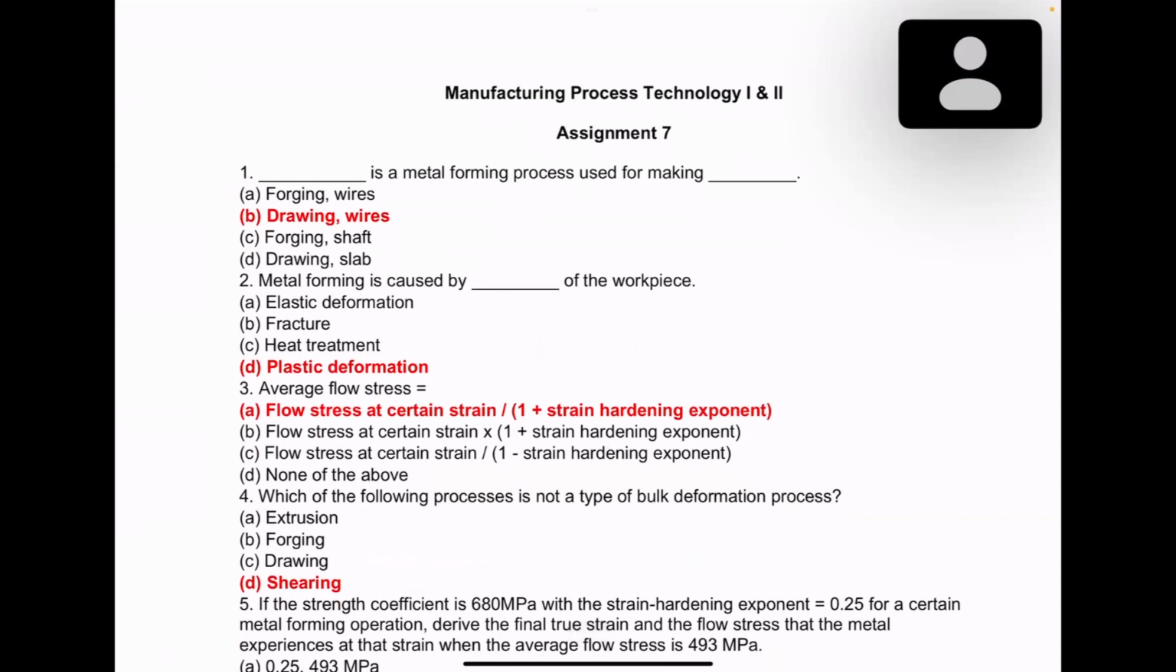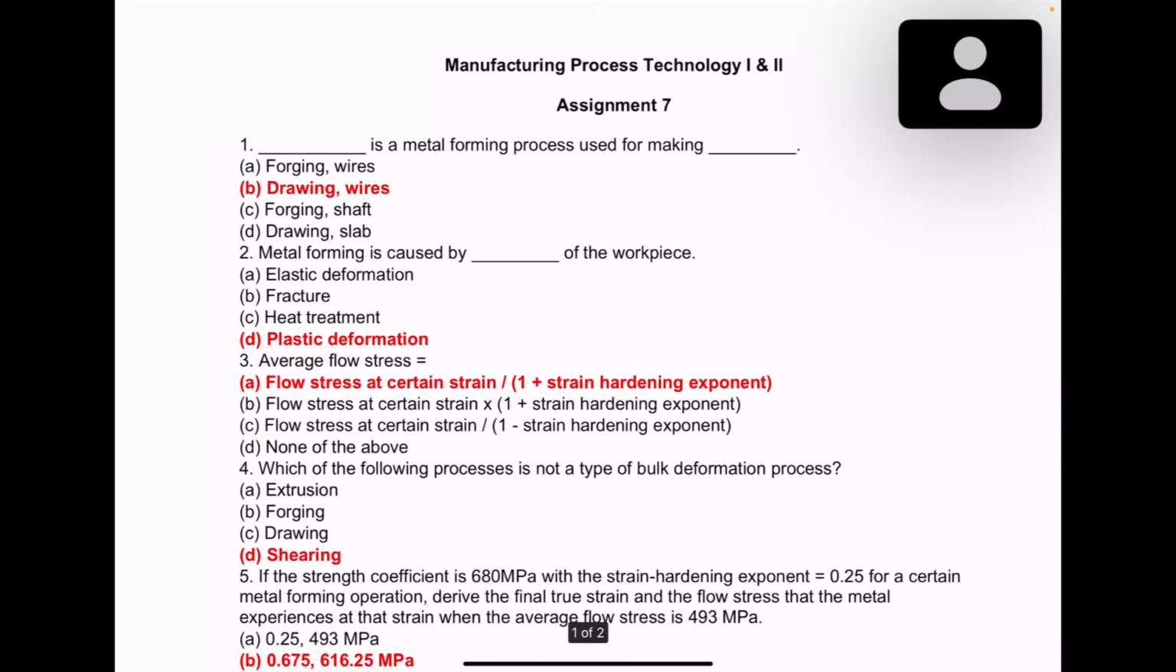there are two processes given in the options, forging and drawing. Now, forging is used for metal compression, compression of a slab. So, forging goes with slab and drawing goes with wires. Okay, so option B can be the right option here.